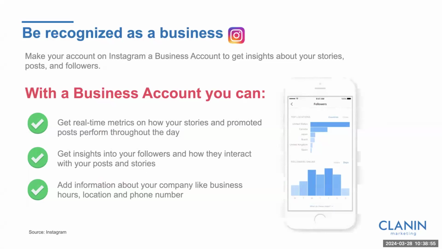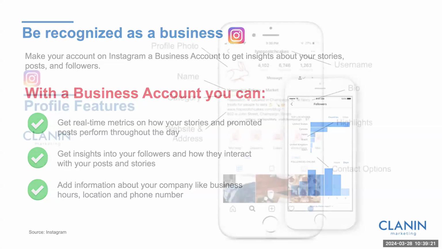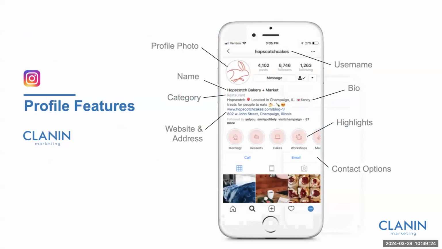The one thing I want you to keep in mind, though, whether you have an old Instagram account for your business or you are looking to set one up, is to set up an official business account. Your business account is going to give you certain things that you can't get through a personal account. It's going to give you real-time metrics and insights into your followers. You can add information like business hours, location, and phone number. So just make sure that you are setting it up correctly as an official business account. Very similar to a Facebook page, you want to make sure that you are filling out everything possible. You have your profile photo, and make sure your logo fits within that circle.